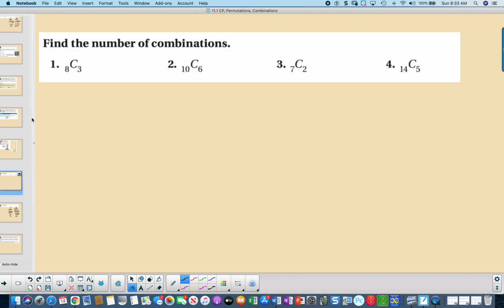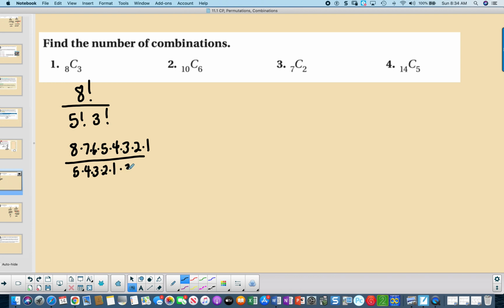Okay, let's practice doing these. So this is going to be 8 factorial all over 5 factorial, and I don't need that extra parentheses. Okay, 8 factorial all over 5 factorial times 3 factorial. So I'm going to do 8 times 7 times 6 times 5 times 4 times 3 times 2 times 1 all over 5 times 4 times 3 times 2 times 1 times 3 times 2 times 1. So all of these will reduce with all of these, and then I can see that 3 times 2 is 6, and I can reduce with this 6, and so the answer is 56.